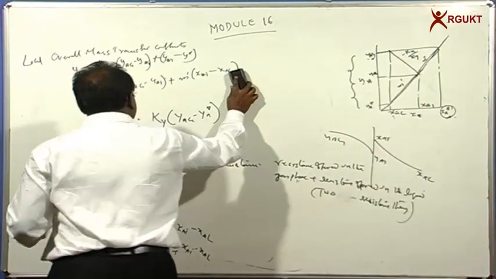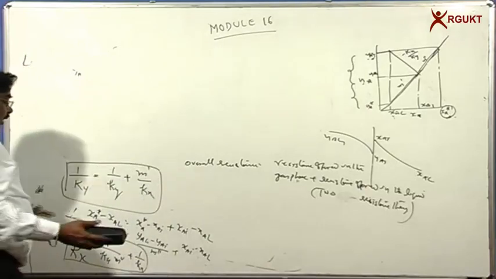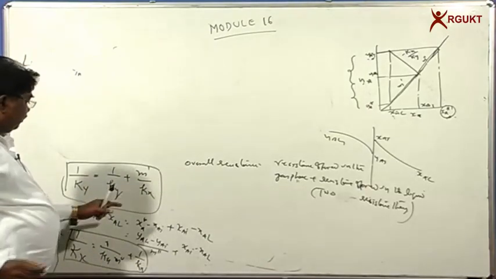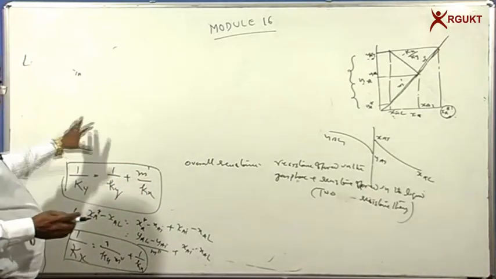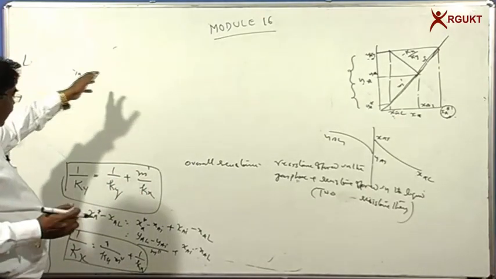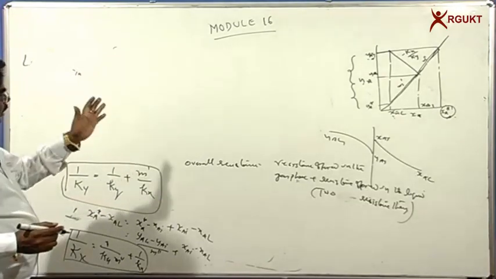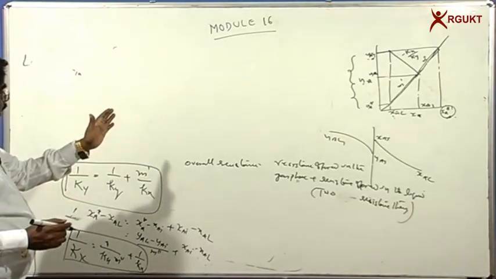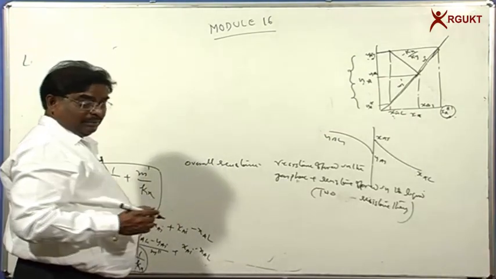Now, if I can independently estimate the ky value and kx value, and if I know the m prime value, I can estimate my capital Ky value. Once the Ky value is known, I can use my Na, that is, the flux is equal to capital Ky into Yag minus Yai, Ya star, and that can be used for the calculation of the fluxes.